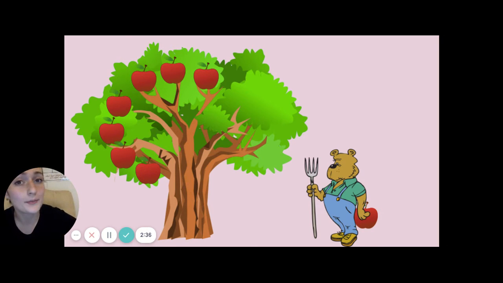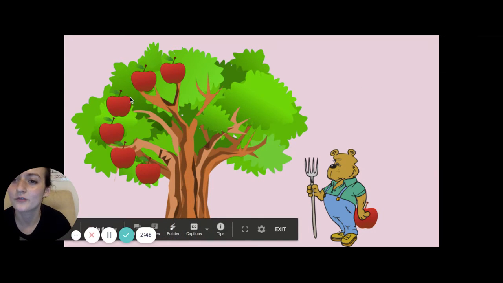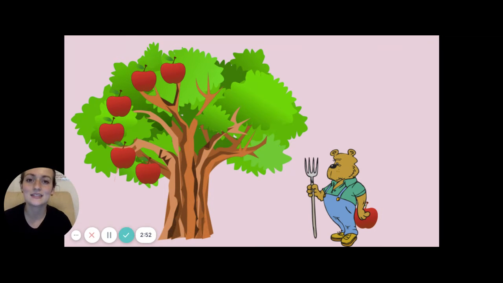But of course, our farmer needs to sell all his fruit, so he picks another apple out of that apple tree, and now we have 1 less than 7. So we need to count again. We have 1, 2, 3, 4, 5, 6, because 6 is 1 less than 7. But do you think this farmer is done picking apples? No way. The next one disappears and we have 1 less than 6.